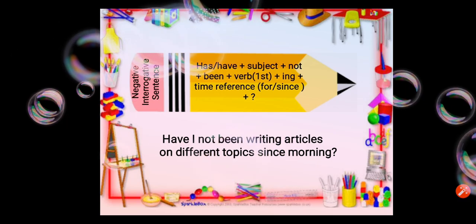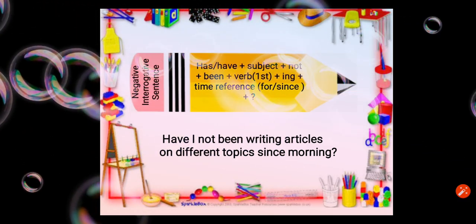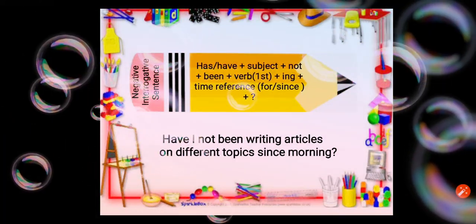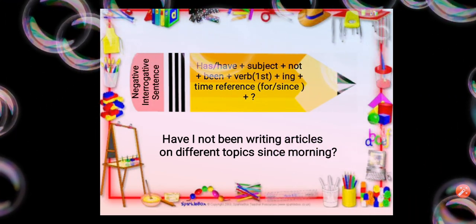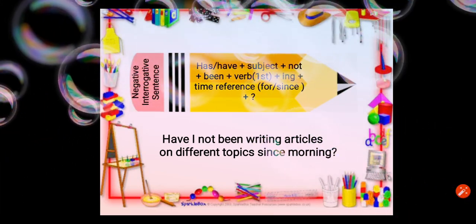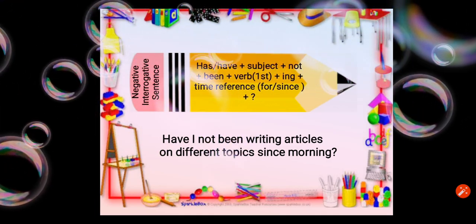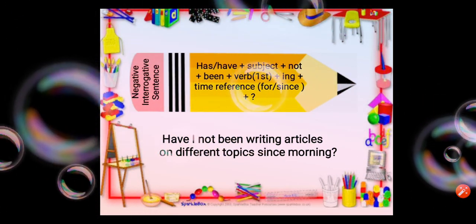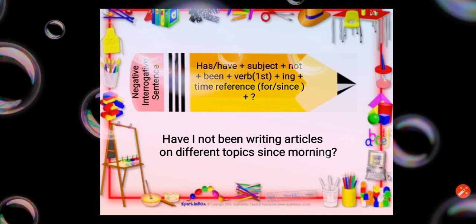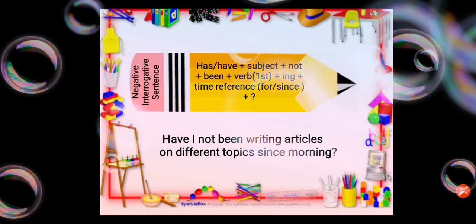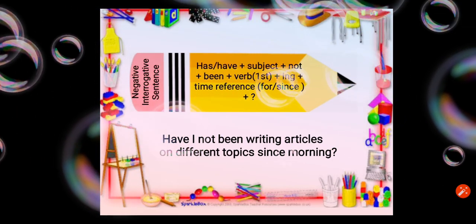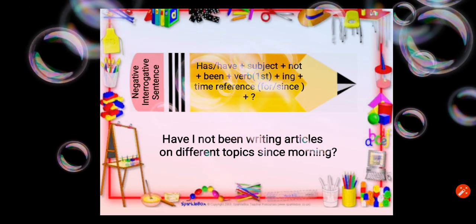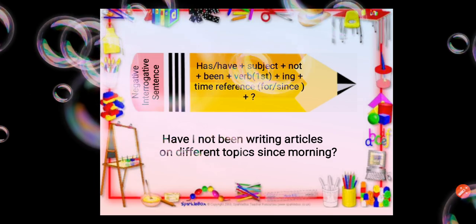In the last sentence, the negative interrogative sentence, we will use not also. We will use has, have first, then the subject, then not, then been, then the verb's first form with ing and then the time reference and with a question mark. For example, have I not been writing articles on different topics since morning? Here have will come before the subject and not after the subject. Then been, then the verb's first form with ing, then the time reference with the object.